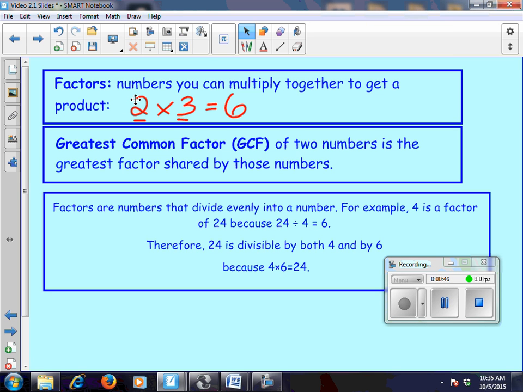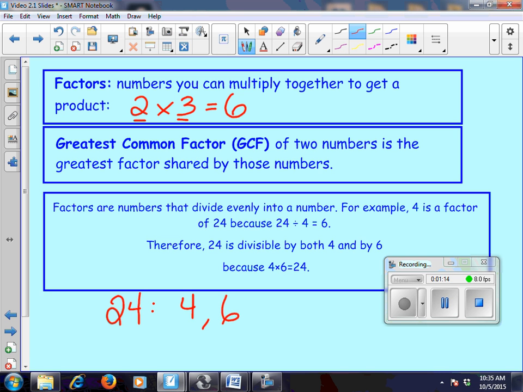Now, if we look at the example below, factors are numbers that divide evenly into a number. So for example, 4 is a factor of 24 because 24 divided by 4 is 6, and then 6 times 4 is 24. Therefore, 24 is divisible by both 4 and 6 because 4 times 6 is 24. So we can say that 24 definitely has factors 4 and 6. 24 has a lot more than that, but that's just an example.